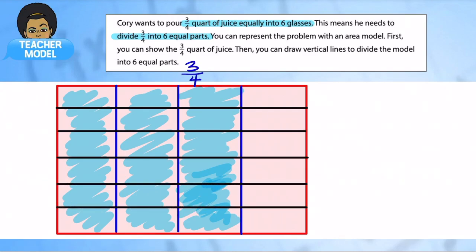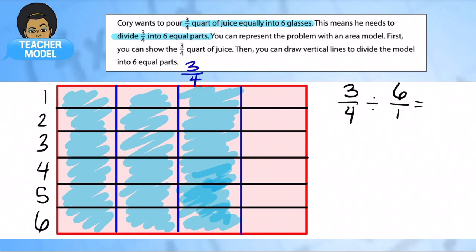So I have that one and that one. So you can see the 1, 2, 3, 4, 5, 6 slices that I have here, and the 3/4 on the other end. So looking at this, this is what we have. We have 3/4 being divided by 6/1. So looking at this, what do you see? What do you notice? How much juice is in each cup?